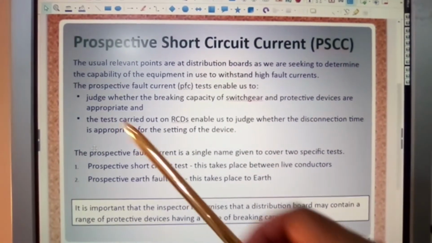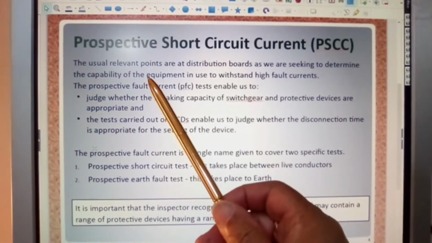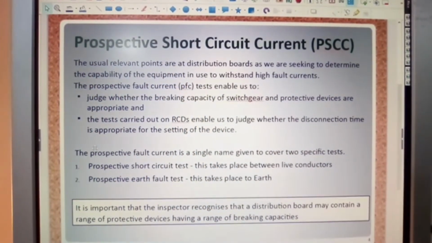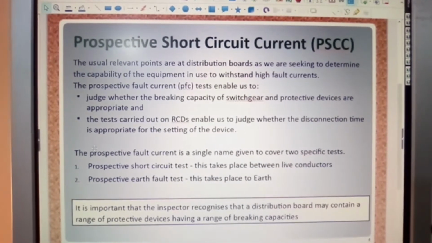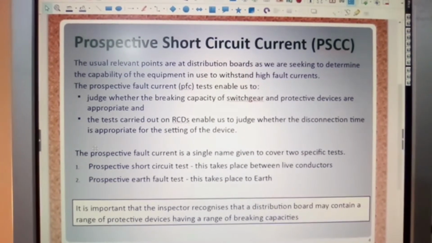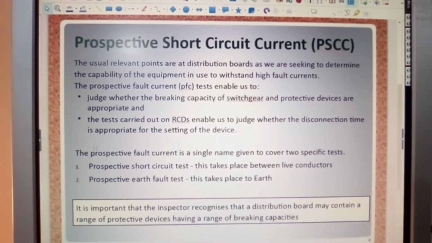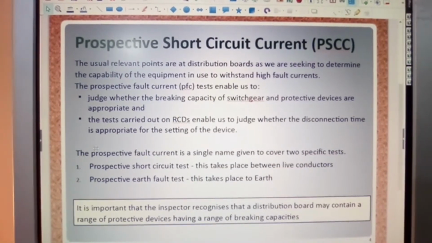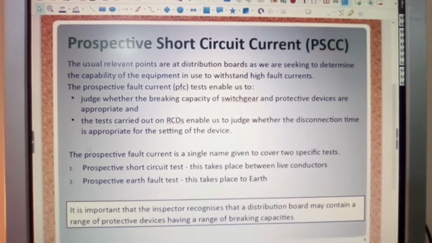Right, prospective short circuit current, PSCC. The usual relevant points are at distribution boards as we are seeking to determine the capability of the equipment in use to withstand high fault currents. Now, when we talk about high fault current, it means that when we have a short circuit between live and the neutral conductor, the current at that point is very high, and sometimes it can blow your control systems off the wall. It's that strong or powerful.